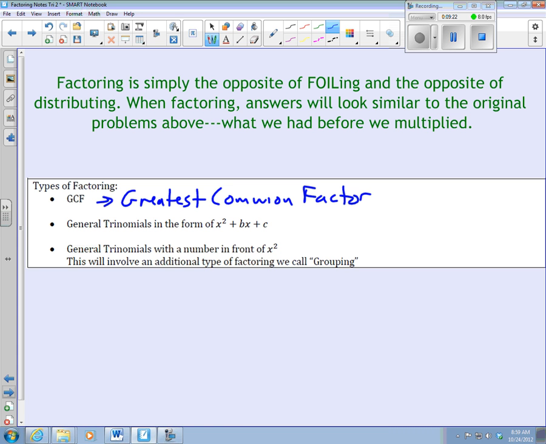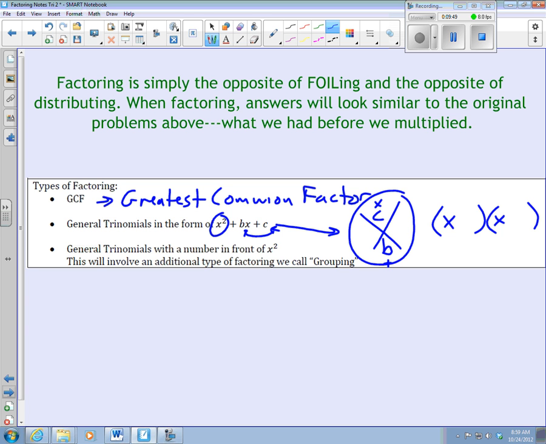General trinomials, we just broke one of those up. This is where you're going to take factors of C, your constant. C is your constant right here. So what would you multiply to get C, but you would add to get B? And once you do that, x squared here is just going to be x and x. What you're looking for in this little puzzle is what you're adding or subtracting from the two x's.